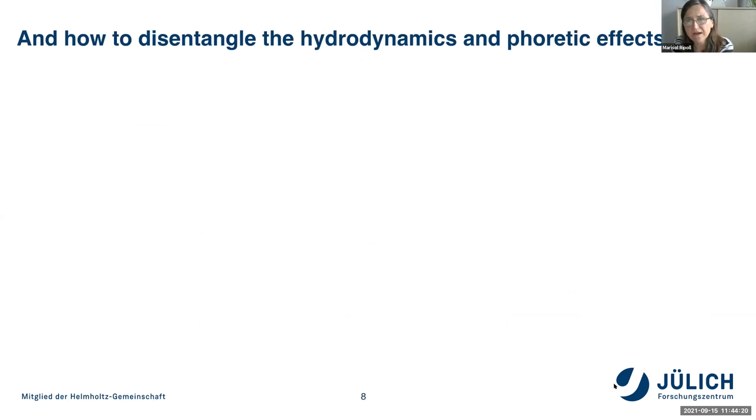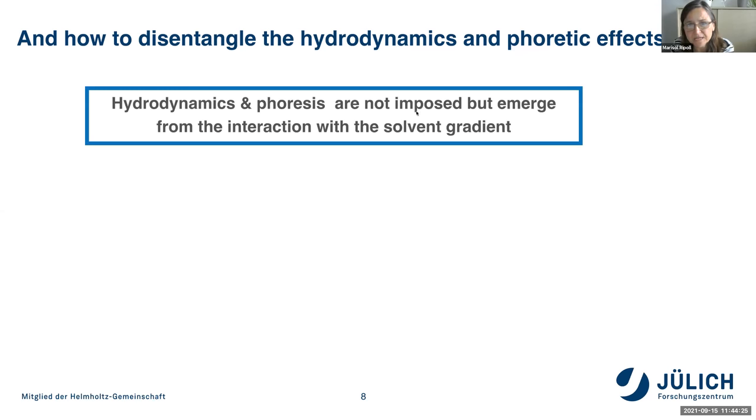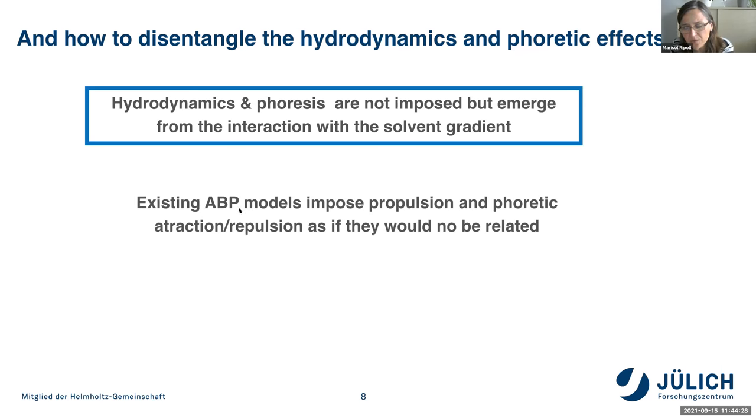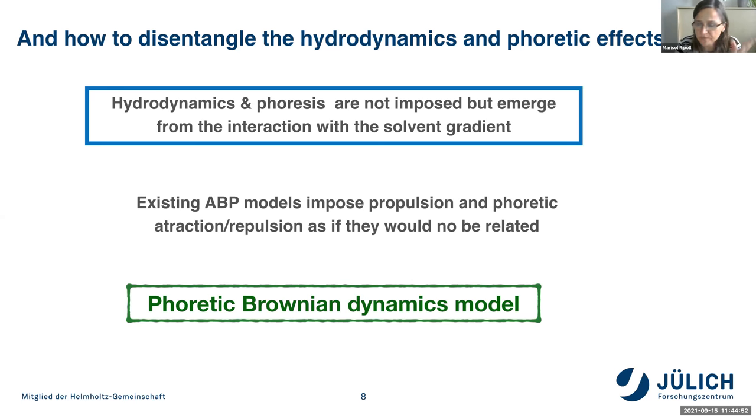Okay, so how do we disentangle the effect of hydrodynamics and phoresis, because we have everything included in the hydrodynamic simulations? The first solution that you might think about is: you take active Brownian models, you add this attraction or repulsion of the phoresis, and in principle you can tune them, but this cannot be done in real systems, and we want to go a step beyond and do this a little bit better. And that's why we define what we are calling the phoretic Brownian dynamics model, which is designed for this type of phoretic systems.